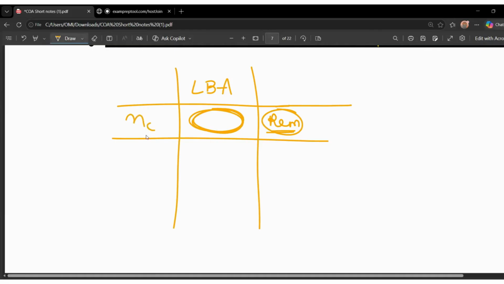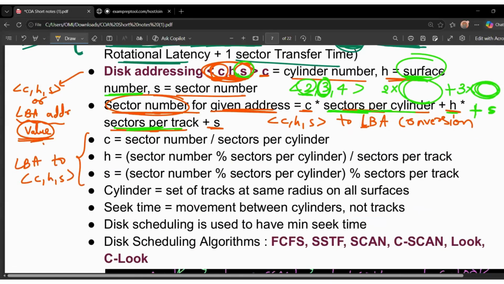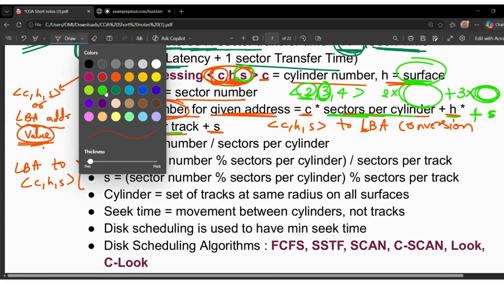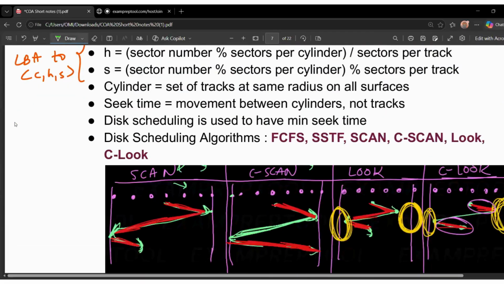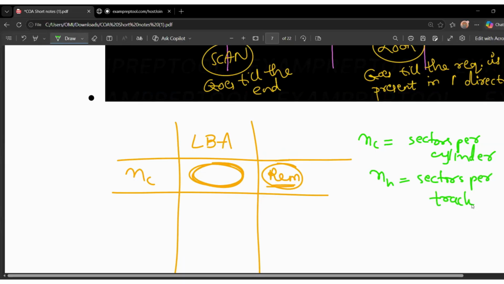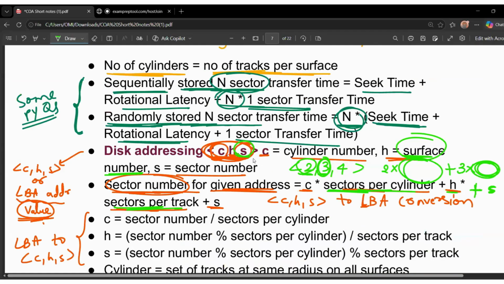Here you have to start with NC. So what is NC? We have seen that. NC means sectors. Maybe I can add it here. NC will be sectors per cylinder. NH will be sectors per track. So see here, we have to do the reverse process.